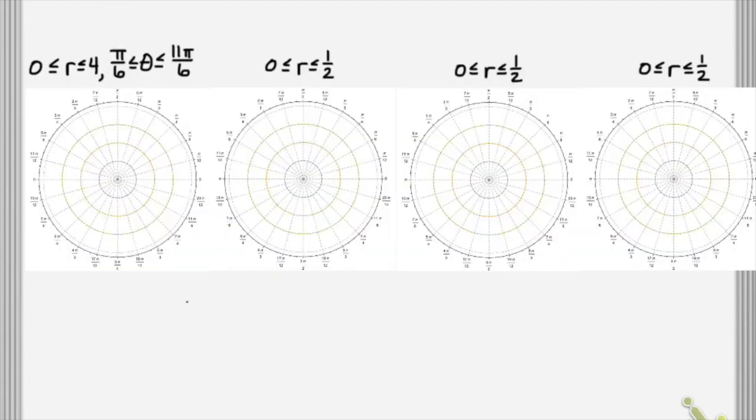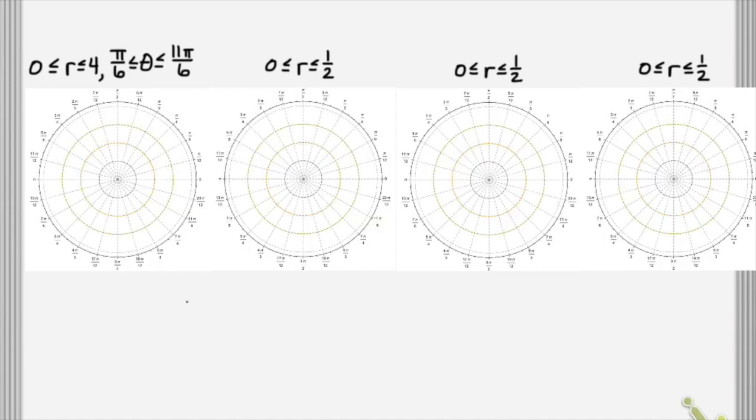In our next example, we have four graphs set next to each other, and you'll notice that there are different requirements on each of the graphs. Actually, there's a different requirement on the first graph, and then the following three are all the same. So let's take a look at the three that are the same and see what's going on there.